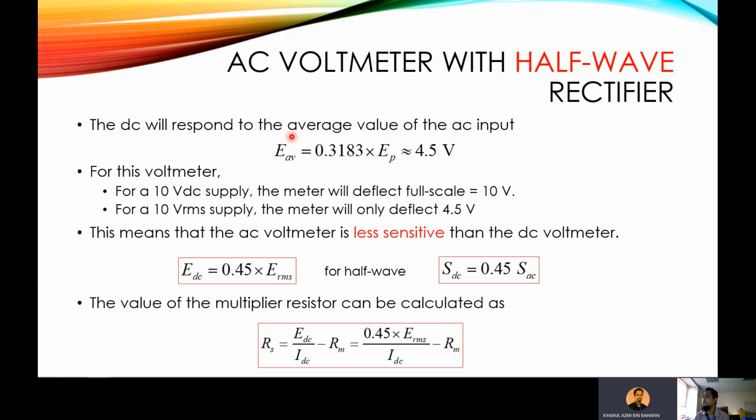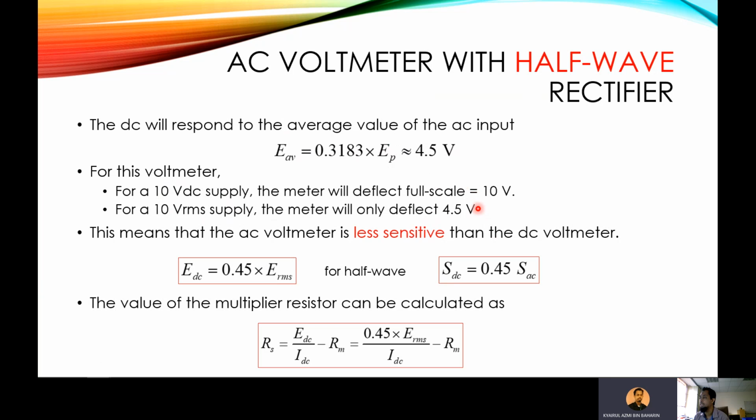Now we calculate the average value. This is a half-wave rectifier because we only have a single diode. So we multiply 0.3183 by the peak value, which is 14.14. So 14.14 multiplied by 0.3183, we get the answer of 4.5 volts. Note that when we connect it to a 10 volt DC supply, the meter will deflect full scale, 10 volts. But when we connect a 10 volt RMS supply, the meter will only deflect 4.5 volts.